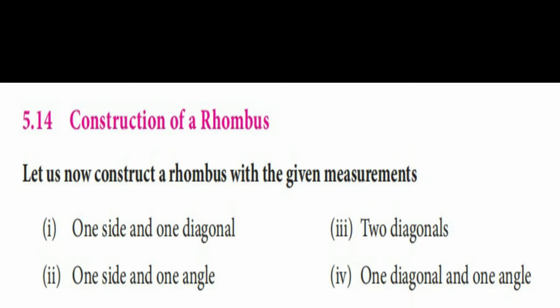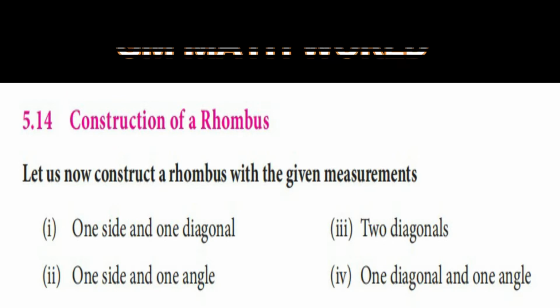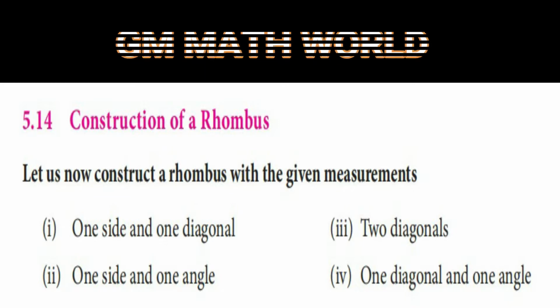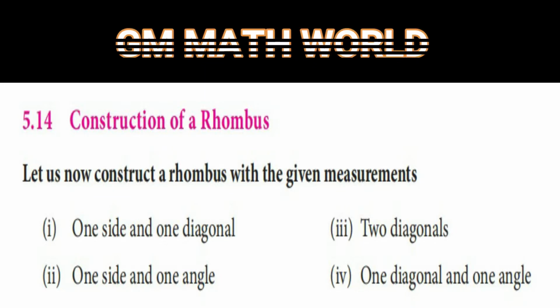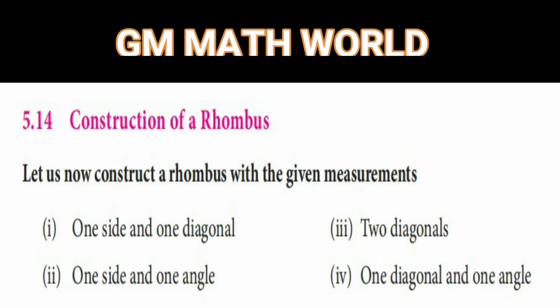It's time to draw the construction of rhombus. In a rhombus, we know that all sides are equal and diagonals are not equal. We know that to construct the rhombus, we require minimum two measurements because all sides are equal. Now we have here the first problem given.